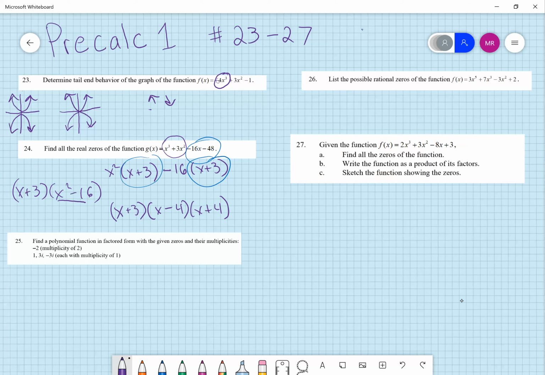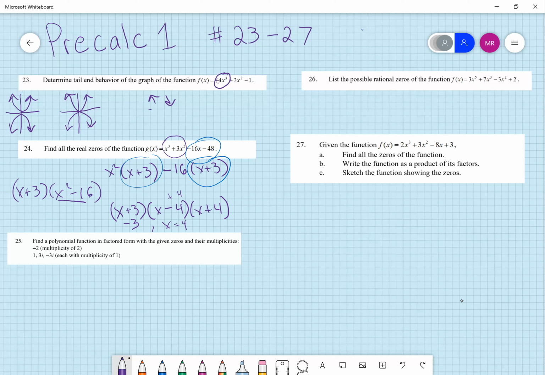That means to find all the real zeros, I set each term equal to 0. So if I set x plus 3 equal to 0 and solve, I subtract 3 from each side, and that gives me negative 3. The next term, x minus 4, if we set that equal to 0, we would add 4 to each side. So I get that x equals 4.